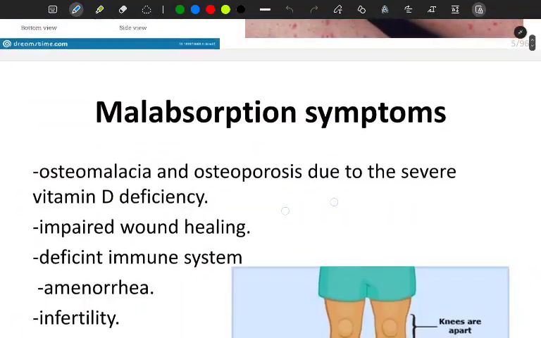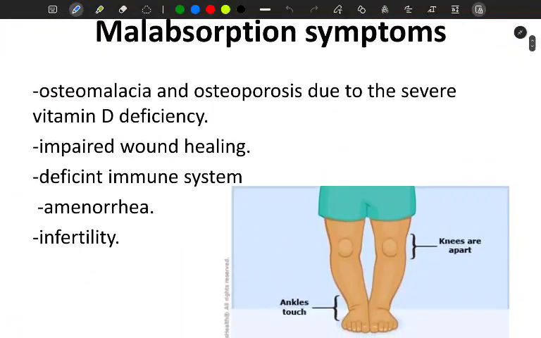Next. Osteomalacia and osteoporosis due to severe vitamin D deficiency. What's the difference, by the way, between osteoporosis and osteomalacia? Quickly, osteomalacia is a mineralization problem, a defect in the mineralization. Osteoporosis is a defect in the density, bone density. Okay. Amenorrhea, infertility, deficient immune system, impaired wound healing. Next.